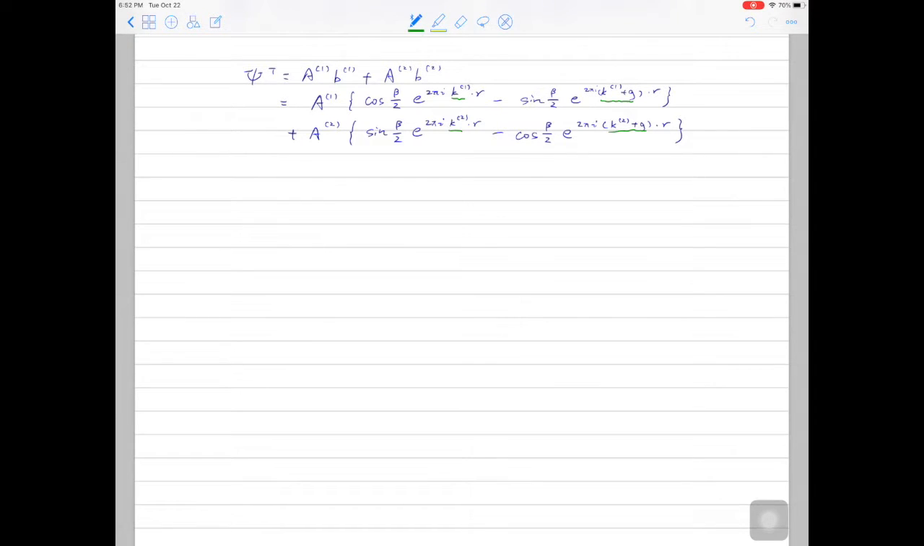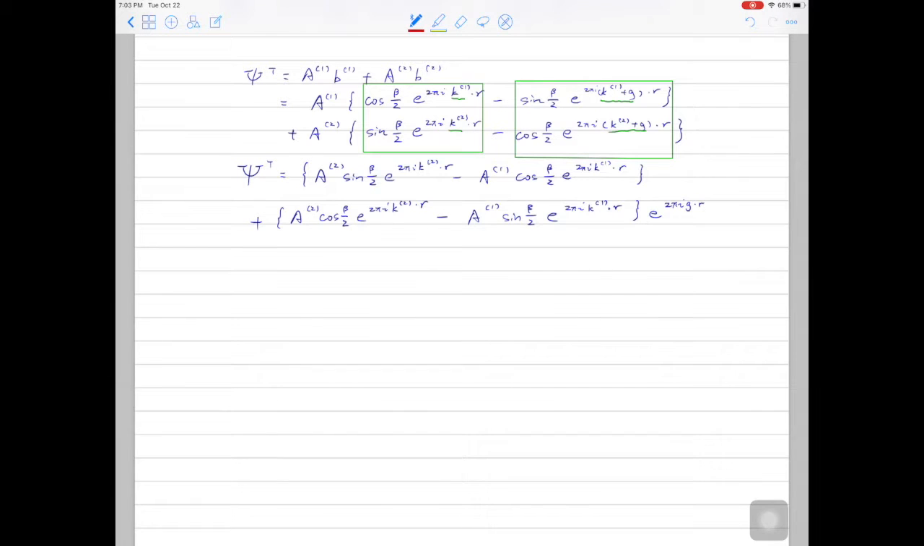Each one of them is actually a Bloch wave, which we'll discuss in more detail in the next video. Rearrange the equation to group K1 and K2 together and K1 plus G, K2 plus G together. We'll have something like this. You can see that only in the second term you have G here. So the second term must be the phi G term.